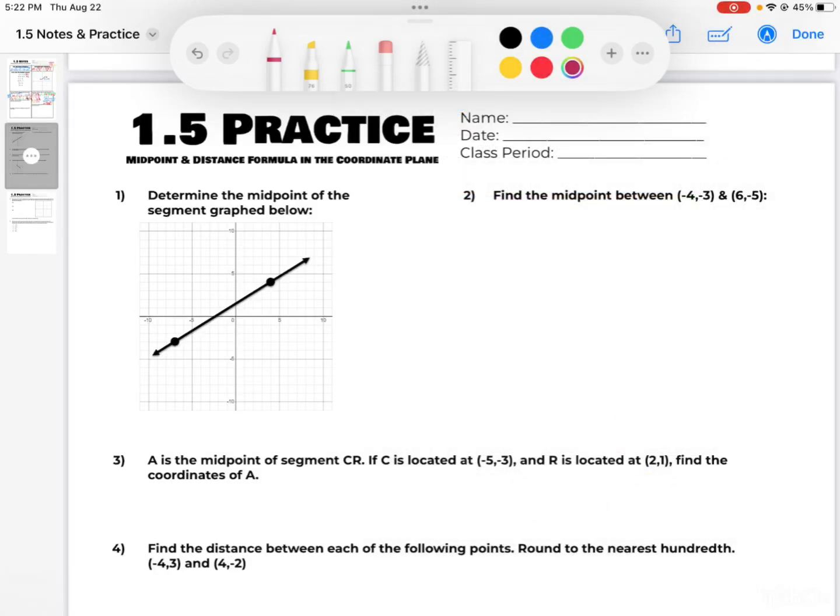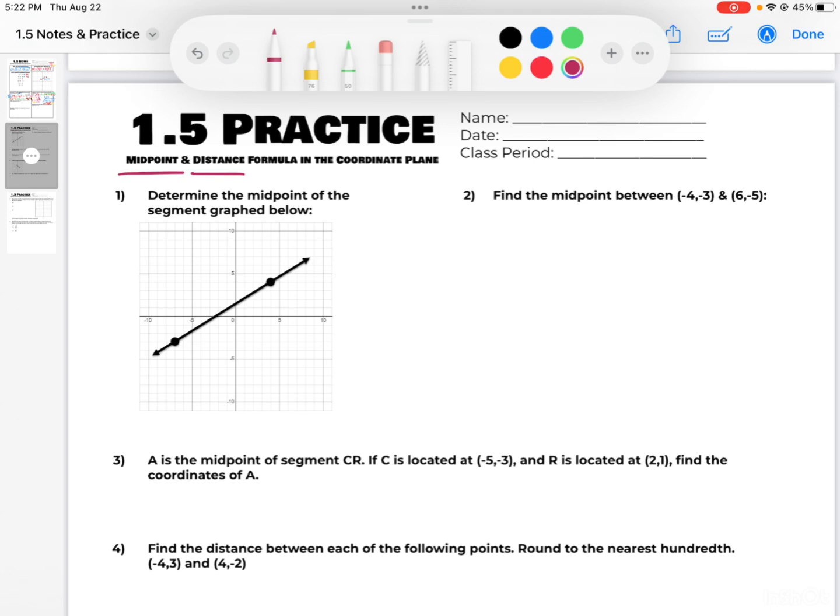Hey everybody, it's Coach Brian here with some 1.5 practice, more midpoint and distance work. So I'm just going to jump right into it. If you just watch the notes, then you have a really good idea of what we're actually working on here.